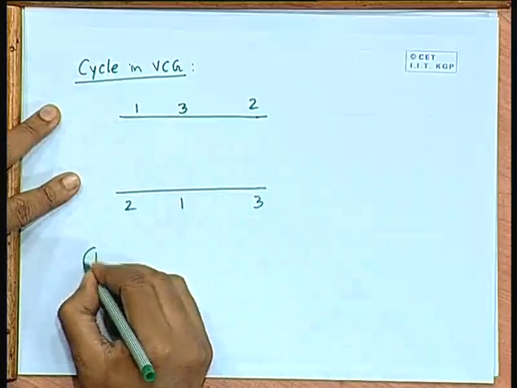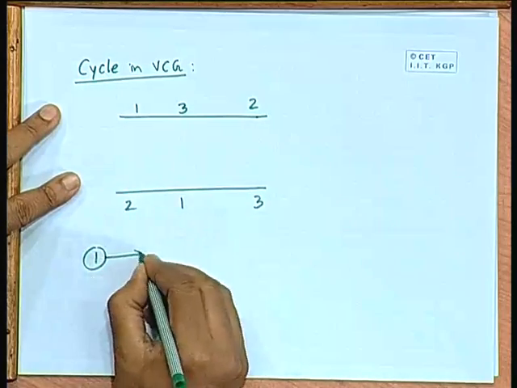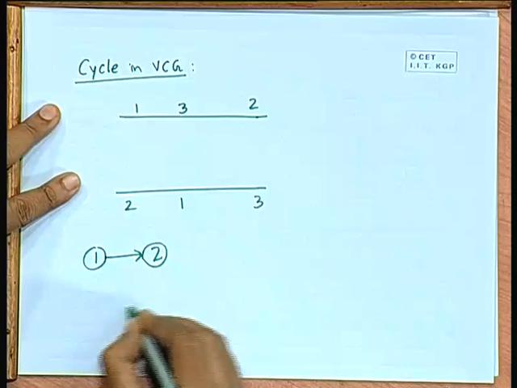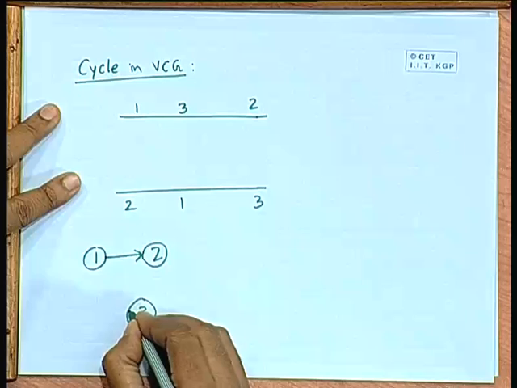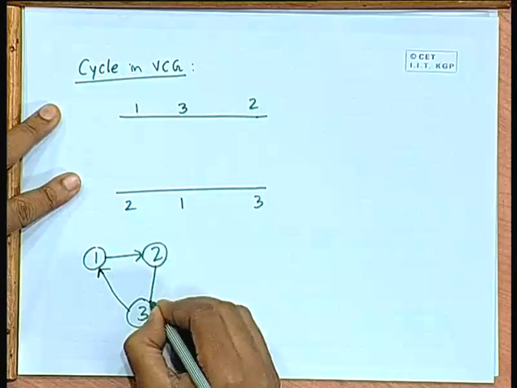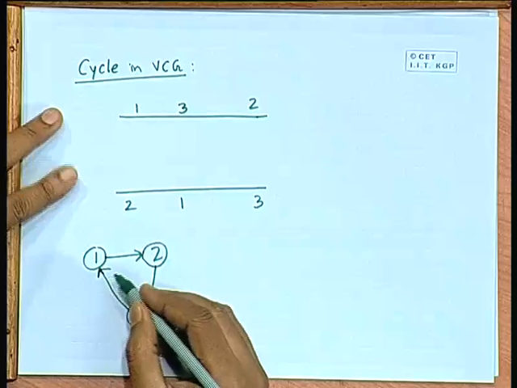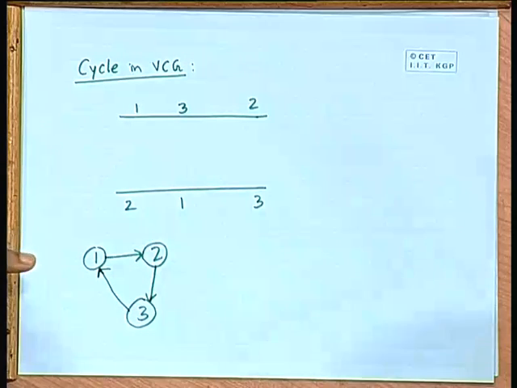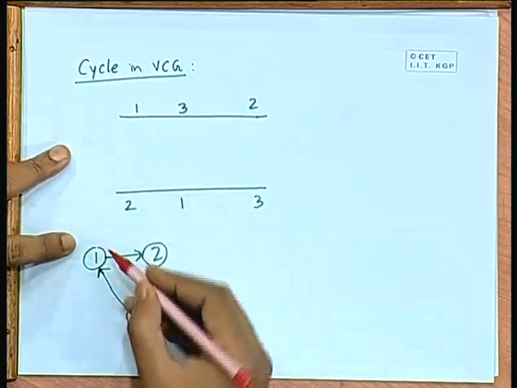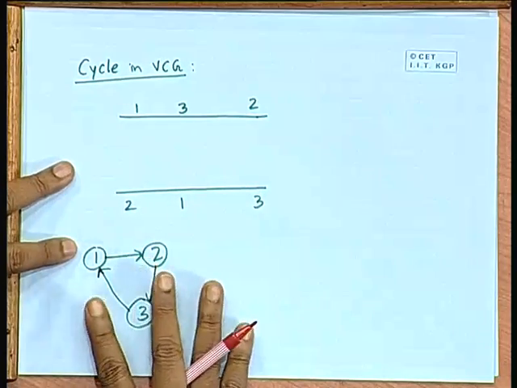So, as you can see in the VCG, there is a path from 1 to 2, there is a path from 3 to 1, there is a path from 2 to 3. So, there is a cycle. Now, in terms of the solution, if you try to apply the basic left edge algorithm, then we just ignore the VCG for the timing.